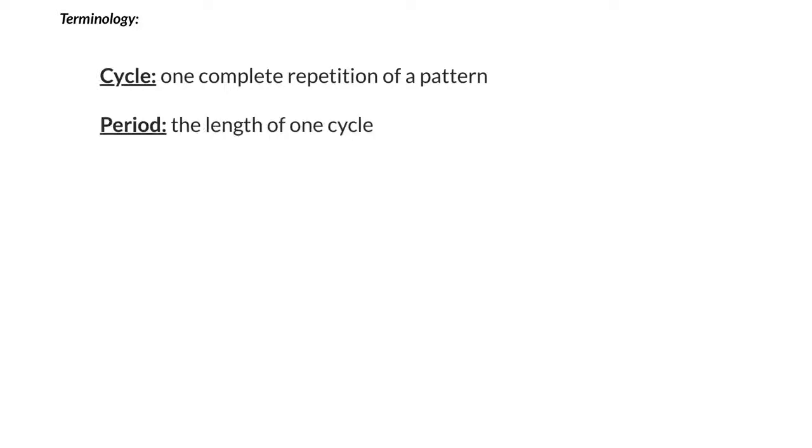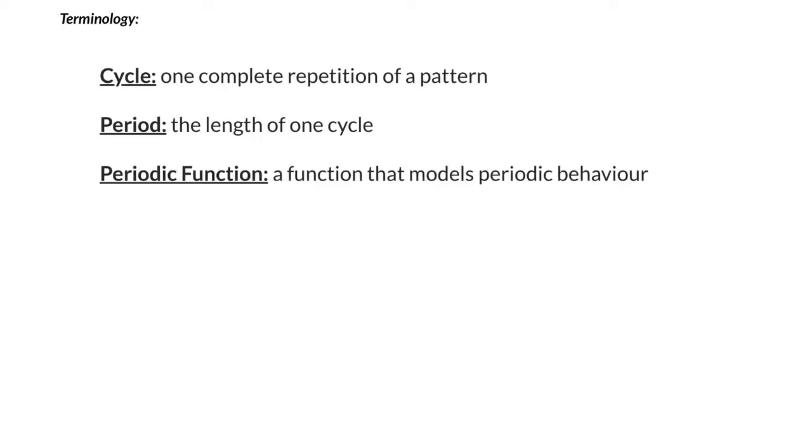When dealing with periodic behavior, there's some terminology that you need to be familiar with. A cycle is one complete repetition of a pattern, and the period is the length of one cycle. In the case of the phases of the moon, the period was 30 days. It took 30 days for one complete cycle of the moon phases. A periodic function is a function that models periodic behavior, like the graph I drew for the phases of the moon.